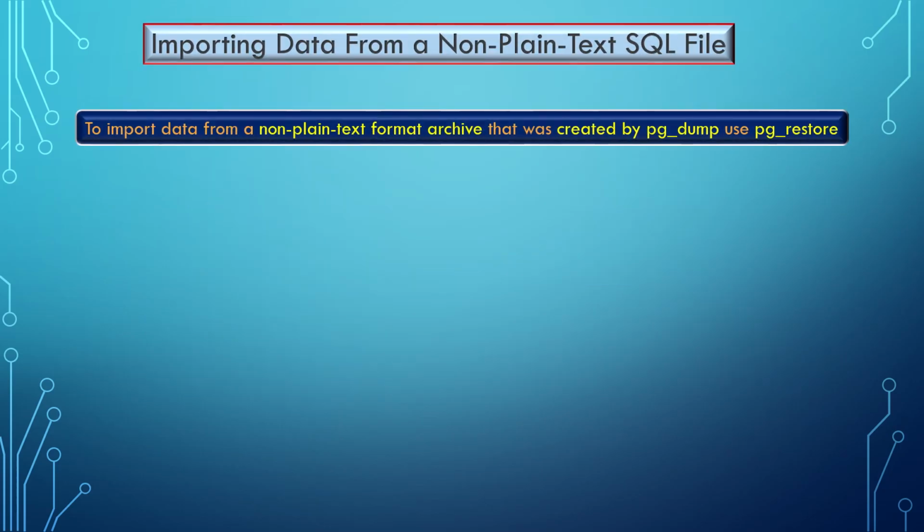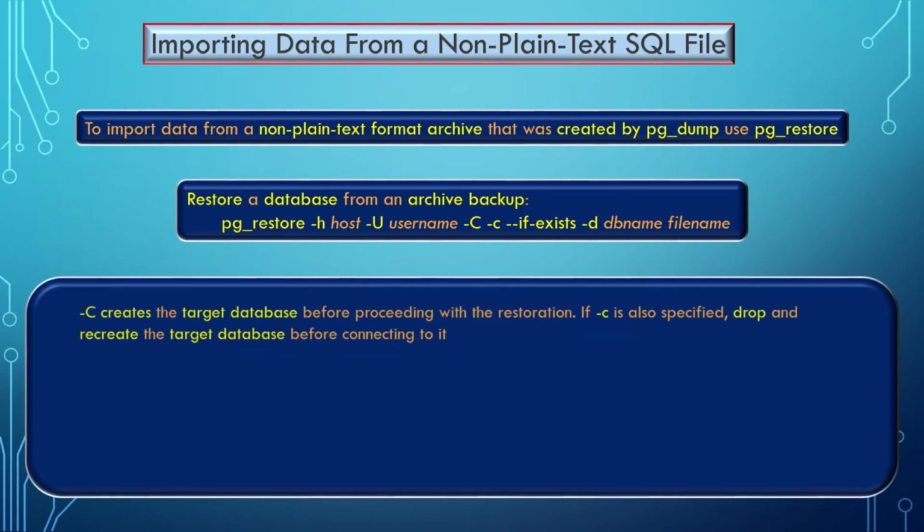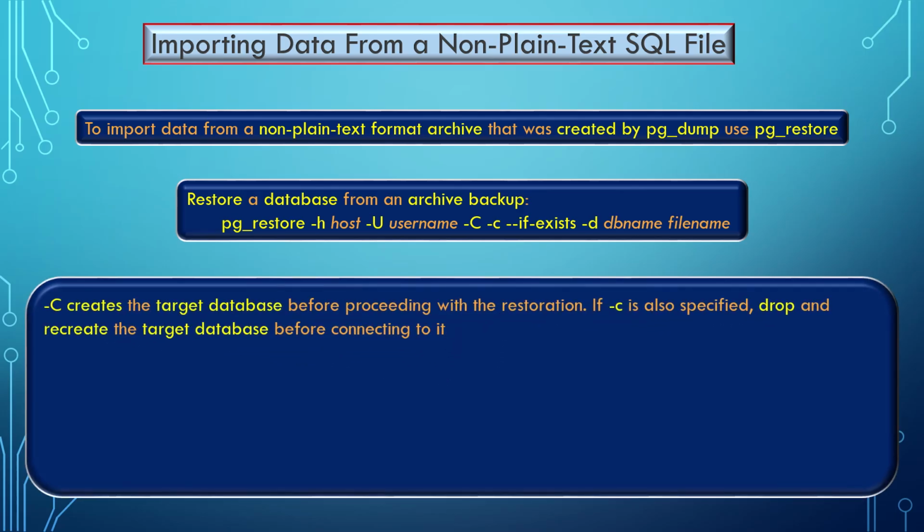To import data from a non-plain text format archive that was created by using pg_dump, we will need to use the pg_restore command. To restore a database from an archive backup, we will use the pg_restore command with the following command line options. The uppercase C option creates the target database before proceeding with a restoration.